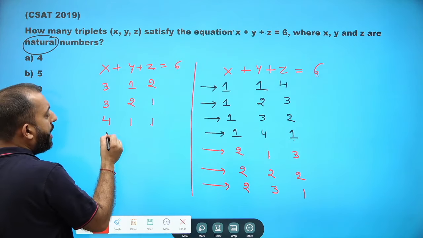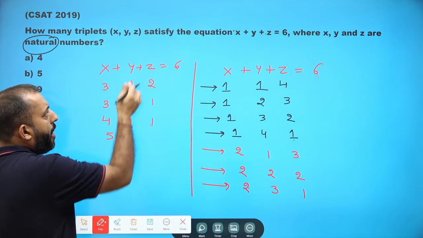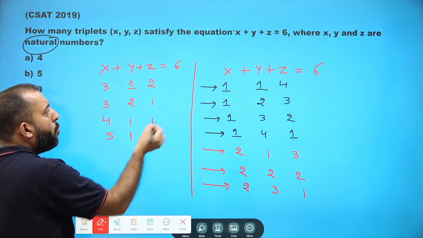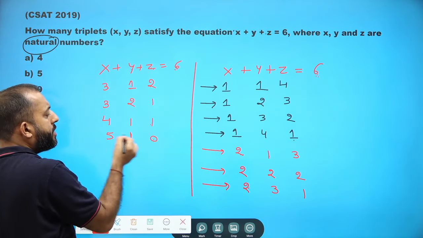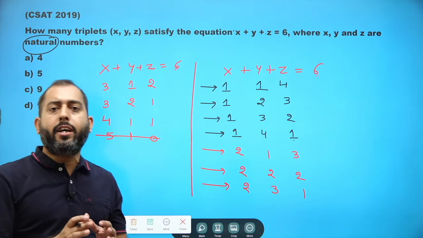Now next, can x be 5? If x is 5, then y has to be 1. And if y is 1, then z has to be 0 to make 6 finally. But again, this case is discarded. Why? Because the smallest value that z can take is 1.